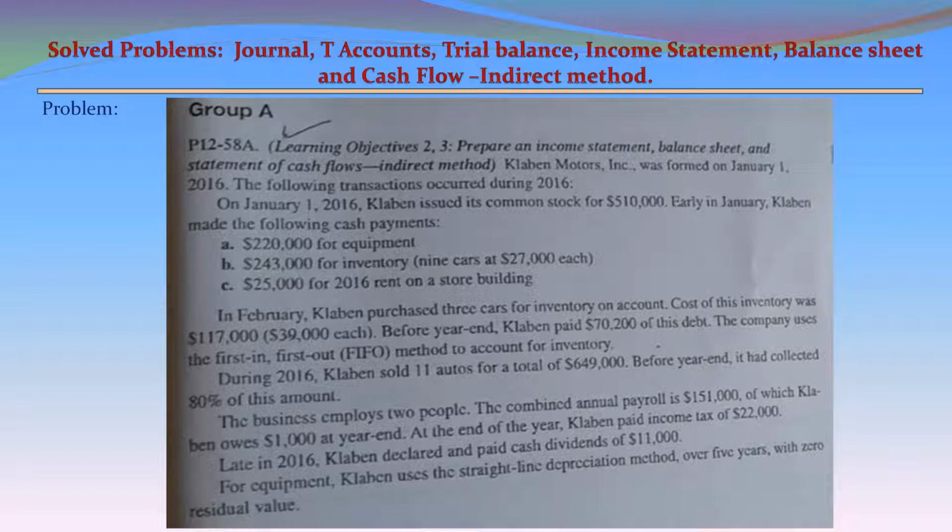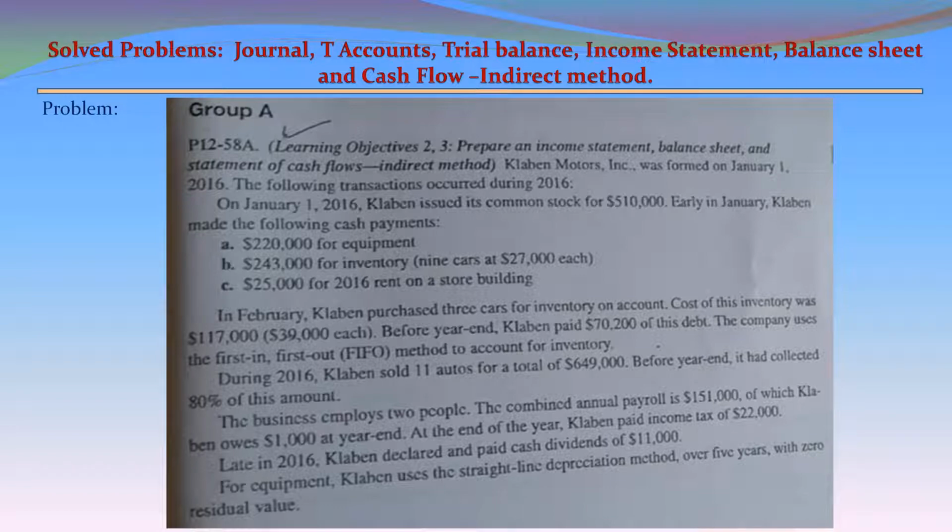Klaban Motors Incorporation was formed on January 1, 2016. The following transactions occurred during 2016. On January 1, 2016, Klaban issued its common stock for $510,000. Early in January, Klaban made the following cash payments.